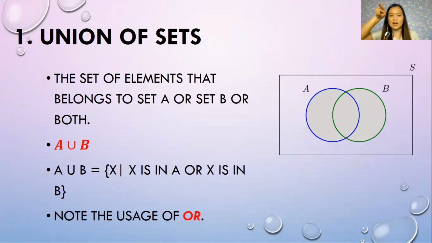U. Or in other books, pwede ring V. Pero para standard, para pare-pareho muna tayong mga grade 7 chikitings, yan muna yung gamitin natin. So, A union B equals X such that X is in A or X is in B. Note the usage of or. Pag ganyan, meaning or. Union, meaning or. Pwedeng nasa A, pwedeng nasa B, pwedeng nasa dalawa. Ganun. So, let's have example for that.